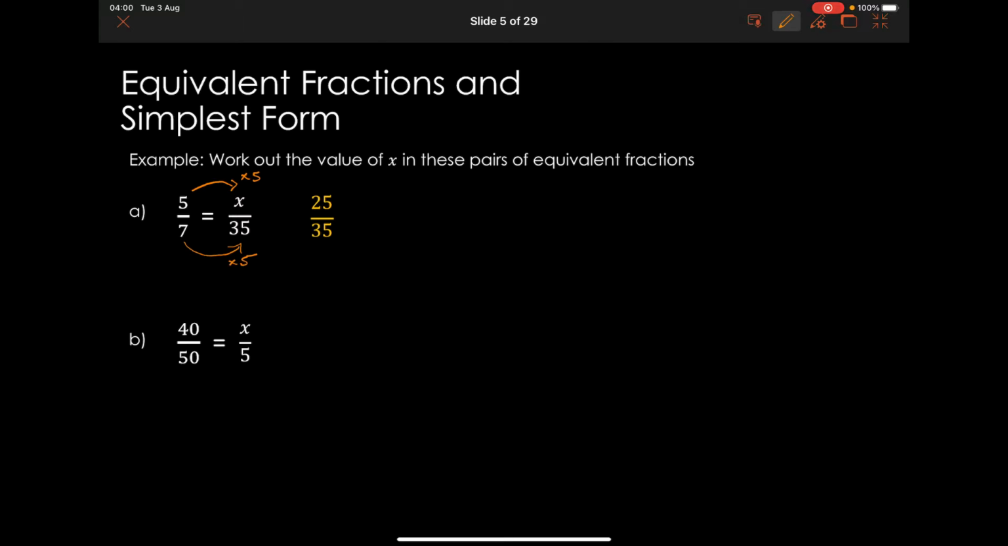Okay, so moving on to B, you've got to think, what did I do to 50 to get 5? So this time you're going smaller rather than bigger. Whereas with A, you went from 7 to 35, which meant we had to times. So for B, we're going from 50 to 5. So we're going to divide. What did we divide by to get 5? Well, 50 divided by 10 is 5. So 40 divided by 10 is 4. So your answer would be 4 over 5.